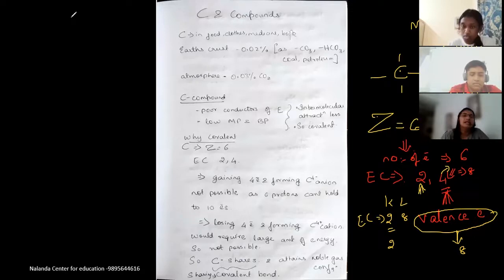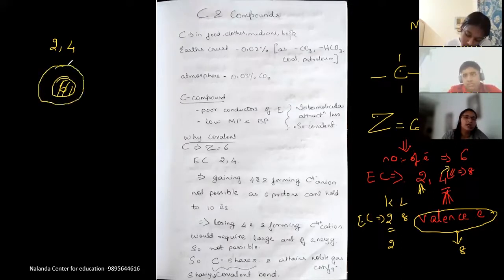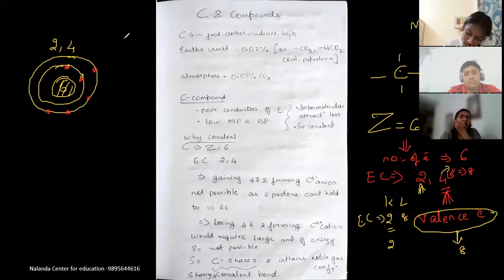But the issue with carbon is that it has 6 protons in the nucleus. Say 6 protons are there, here 2 electrons are there, and here 4 electrons are there. I am going to draw this with red color: 1, 2, and 1, 2, 3, 4. Now what can carbon do?